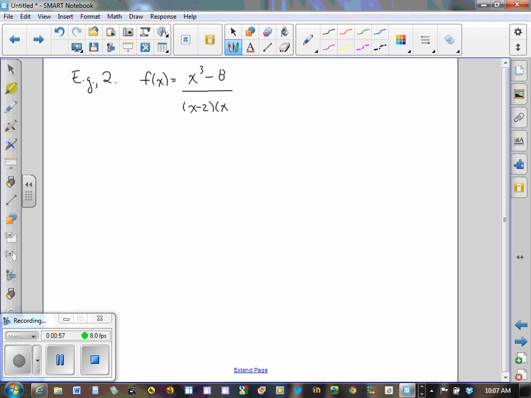So what I have for you now is the following function. We have a cubic polynomial, 2 terms, x cubed minus 8 in our numerator, and x minus 2 multiplied by quantity x plus 3 in our denominator. So what we might want to entertain as a first step.